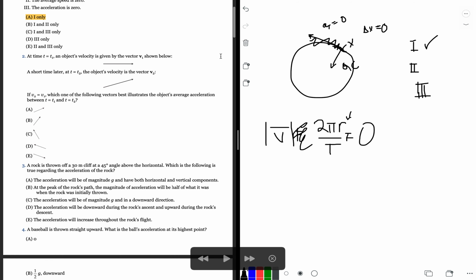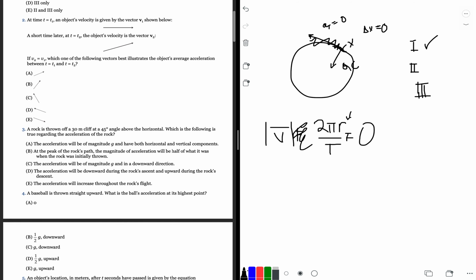Okay. So problem 2. At time t equals 1, an object's velocity is given by the vector v sub 1 shown below. It has no vertical component, we could say. A short time later, at t equals t sub 2, the object's velocity is the vector v sub 2. If v sub 2 equals v sub 1, which of the following vectors best illustrates the object's average acceleration between t1 and t2? Okay.